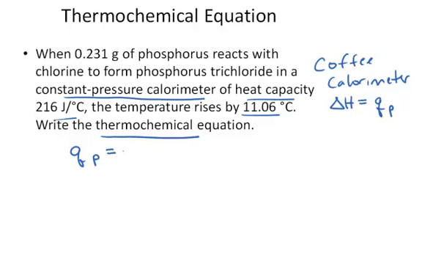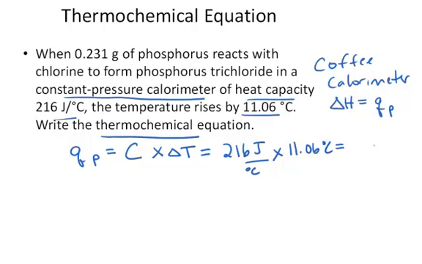QP is simply going to be the heat capacity of the calorimeter, sometimes called the calorimeter constant, times the change in temperature. So it's 216 joules per degree Celsius times 11.06 degrees Celsius. So the heat given off here at constant pressure is 2,389 joules. That's how much heat energy was absorbed by the calorimeter.